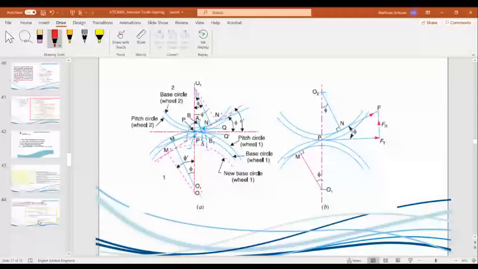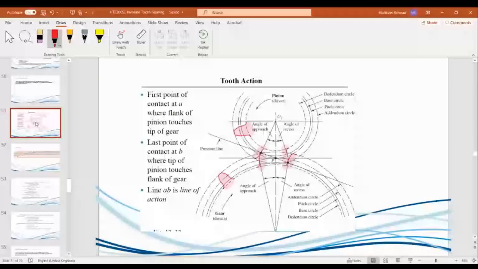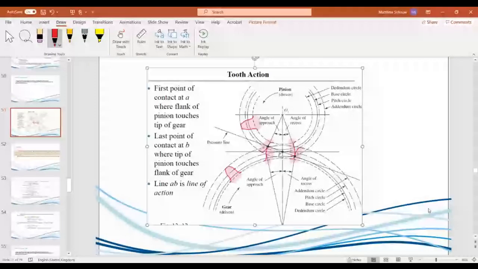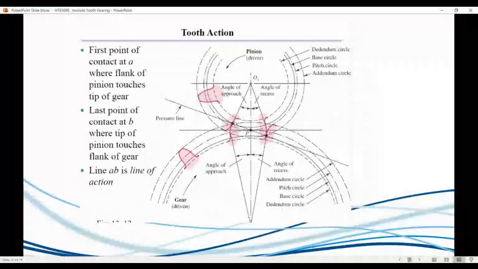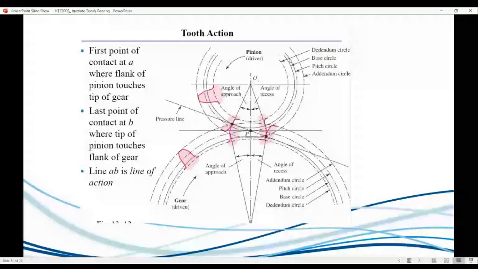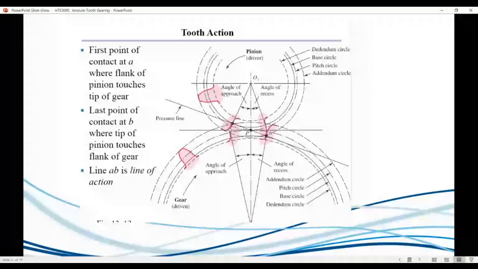So talking to that particular slide which I was referring to, it's this one. If you look at the slide, it says the first point of contact is A. Obviously, it looks different now. In this case, our pinion is on the top. At A, the flank touches the tip of the gear. You can see there. Then the last point of contact, at the end on this side, is where the tip touches the flank of the gear.